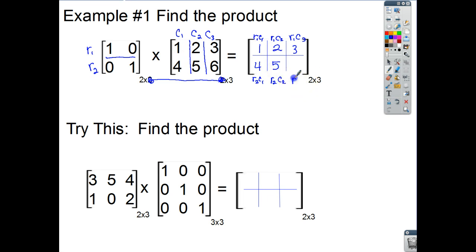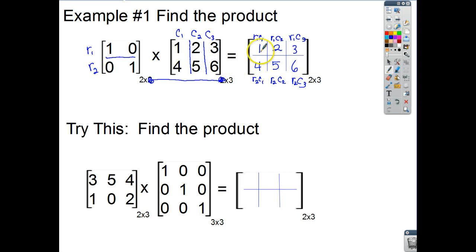And then here it's row 2, column 3 of our answer. We take the numbers in row 2 and multiply them by the numbers in column 3. First in the row times first in the column, or 0 times 3 is 0. Second in the row times second in the column, or 1 times 6 is 6. 0 plus 6 is 6. And we put the 6 here.